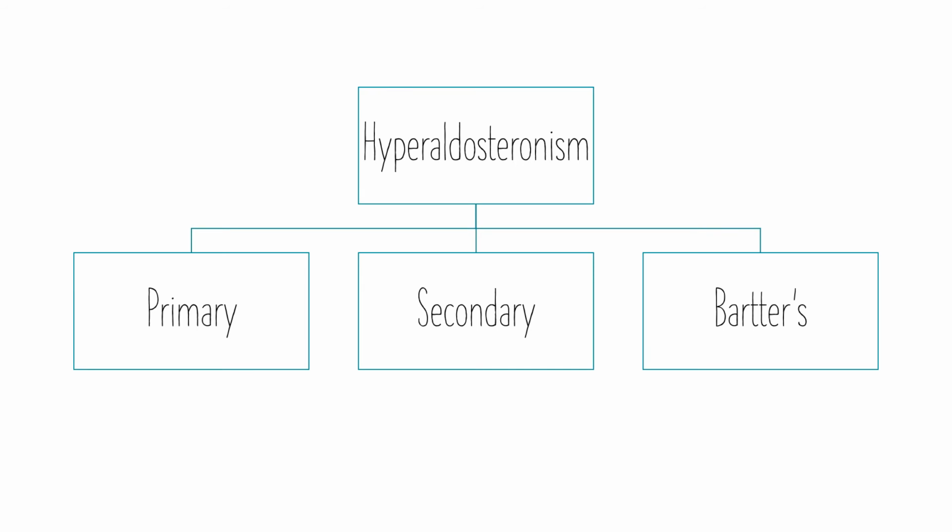Okay. Just to clarify, there are three types of hyperaldosteronism. Primary, which is renin independent and contains Conn's, hyperplasia, and GRA and carcinomas. Secondary, which is renin dependent and caused by poor renal perfusion. And Bartter syndrome, a congenital disease.